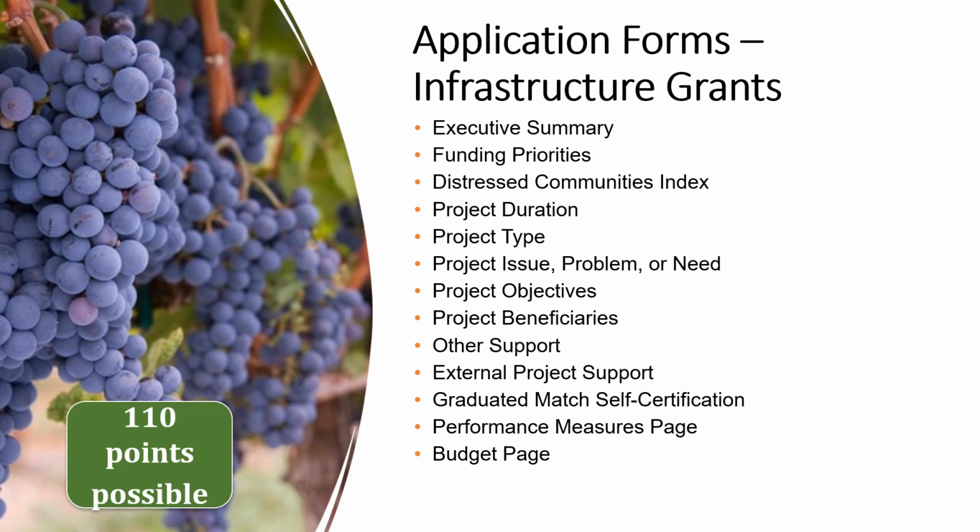Infrastructure grants have 110 points possible, including points from additional considerations, also included in the scoring rubric in the RFP. Note that the performance measures and budget pages will be filled out in other areas of Amplifund. We will discuss the application form for infrastructure grants first, and then we will discuss the application form for equipment-only grants later.